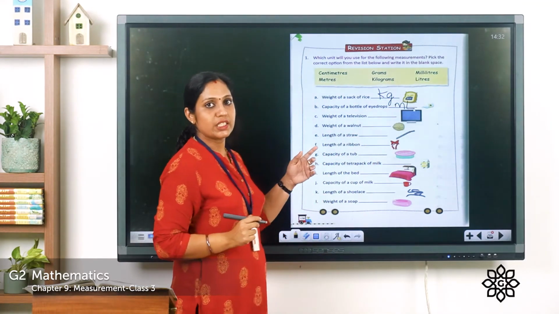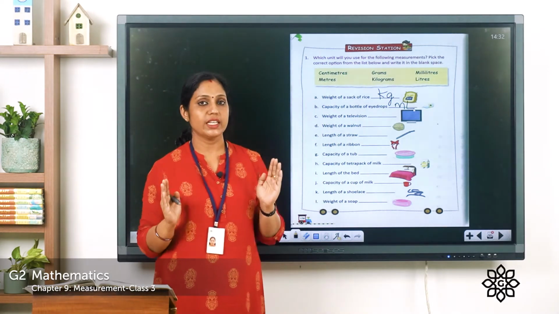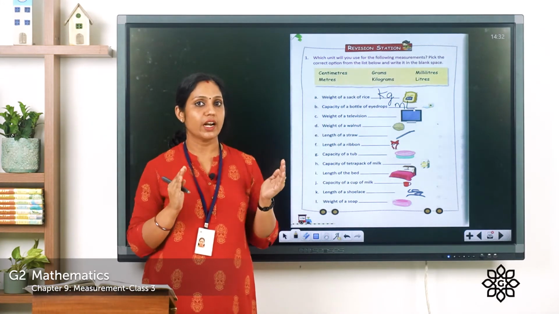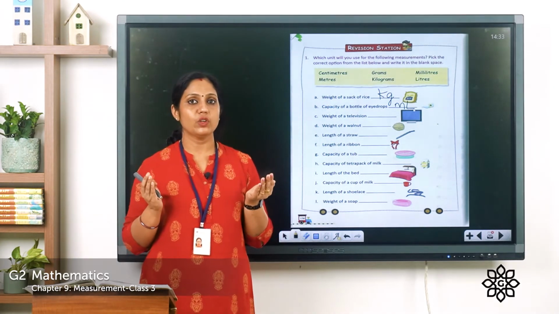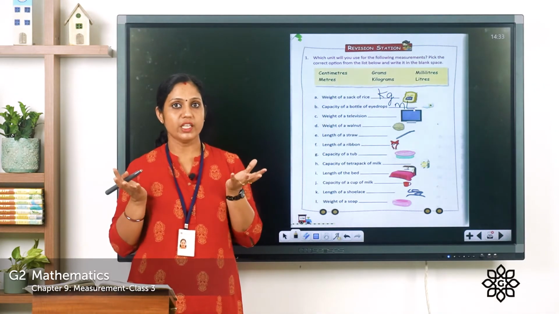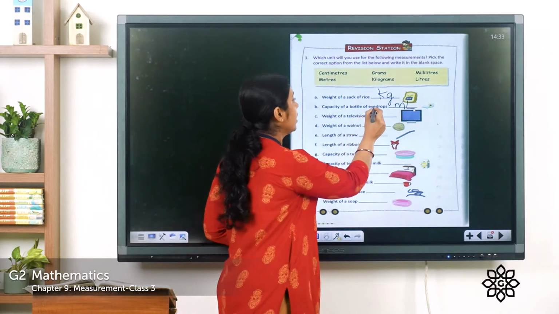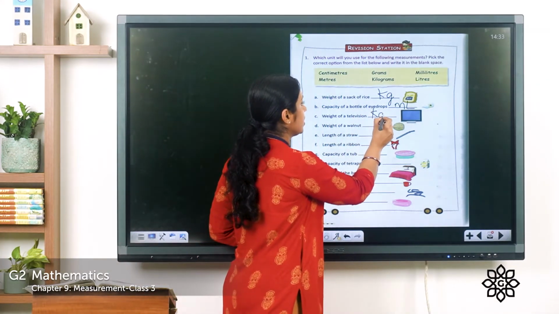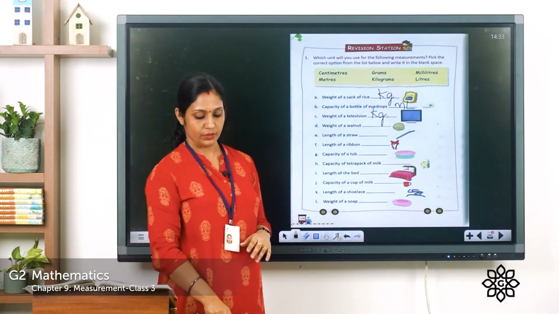Look at the third question. Question C, weight of a television. So here it says weight. We use grams or kilograms to measure weight. And think of a television, whether it will have a greater amount or smaller amount. A television weighs a greater amount, right? So it will be kilogram. You can write kg here. Similarly, think and complete the rest of the exercises.